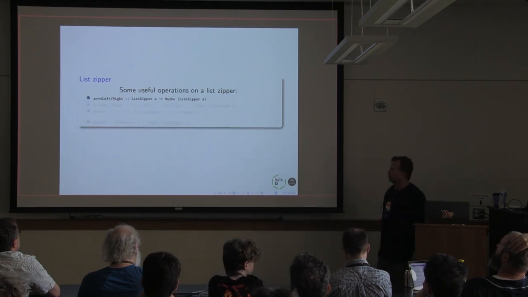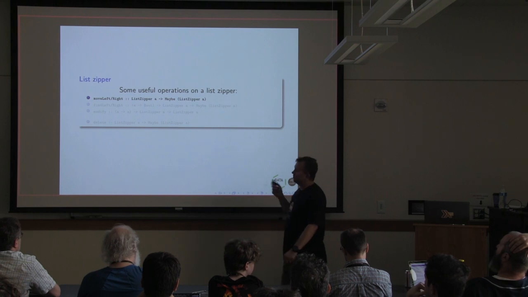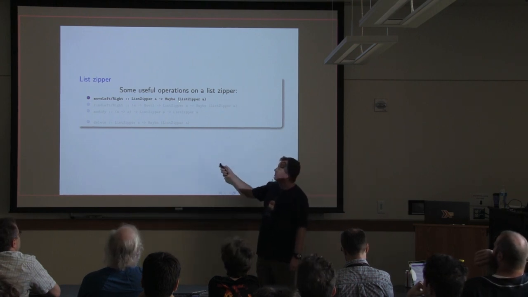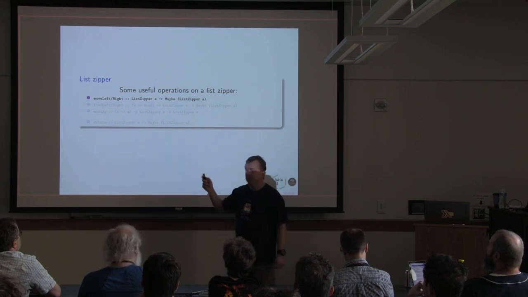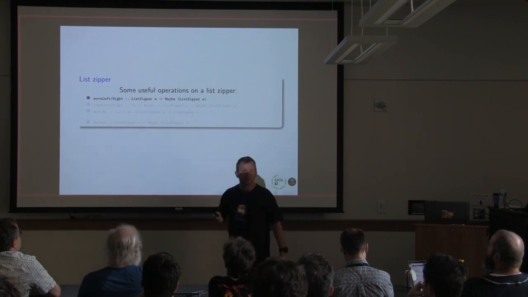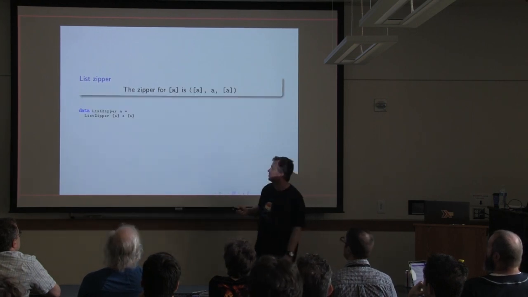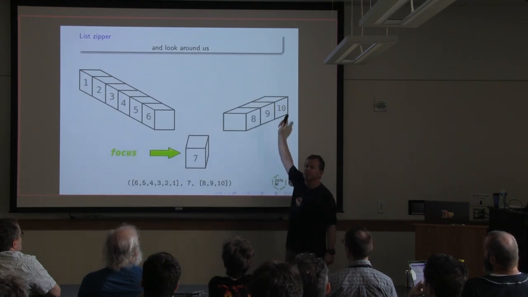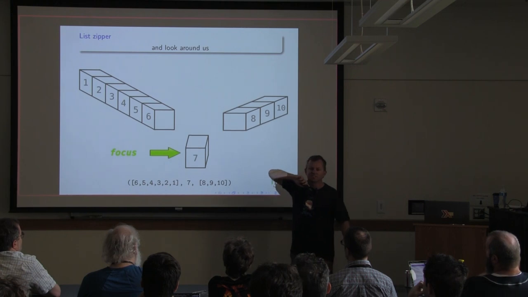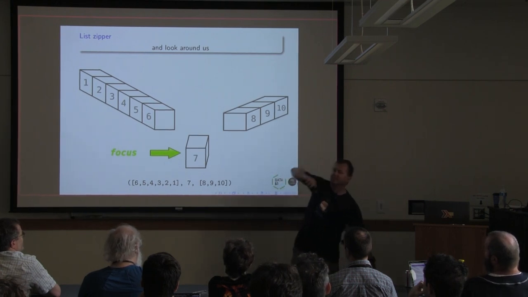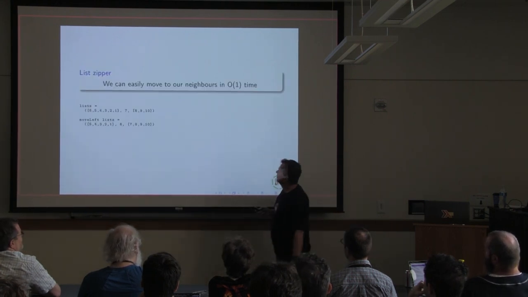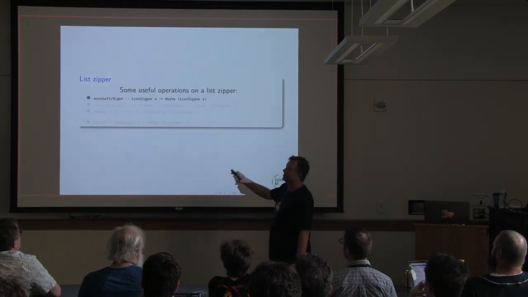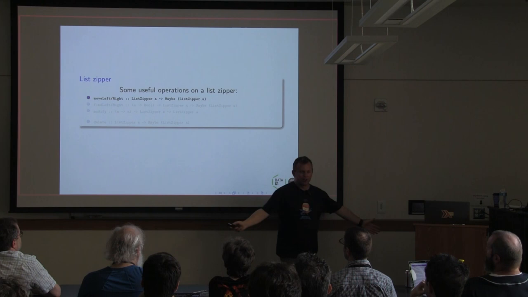Let's think of some operations we might want to do. Well, moving left and right takes in a zipper, and it returns a zipper. Maybe, right? What happens if I'm standing on this block and I say move right? I fall off, land in Australia. Also known as nothing, right? We get no zipper back.